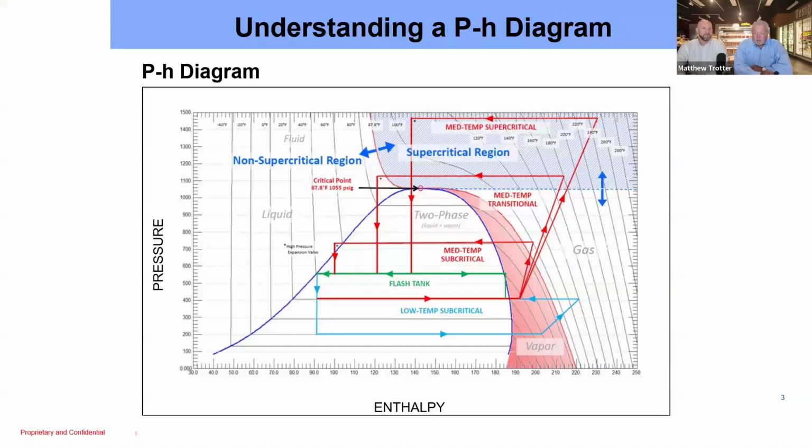But what we want to do is look at CO2, and we use a pH diagram for that. And then, of course, we can get into the complex part of it. Is it hot outside? Is it cold outside? Is it cloudy? Is it windy? Is it raining? Is it snowing? All those things have an impact on the environment.